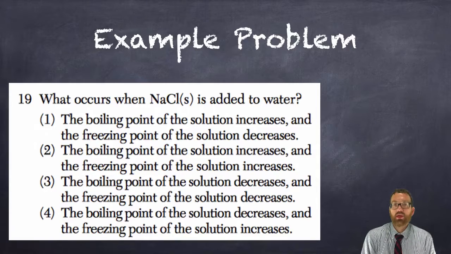So there are example problems that I see many times on the Regents, and you can usually pick them out just by looking at your choices. You're basically looking for an answer that's going to say the gist of freezing point depression, boiling point elevation. If you put salt in water, freezing point goes down, boiling point goes up. So let's look at this question here. What occurs when sodium chloride is added to water? And the answer is 1. The boiling point of the solution increases and the freezing point of the solution decreases. So that's boiling point elevation, freezing point depression.